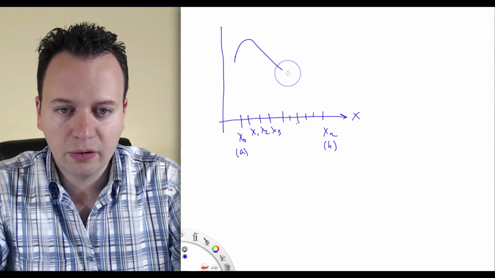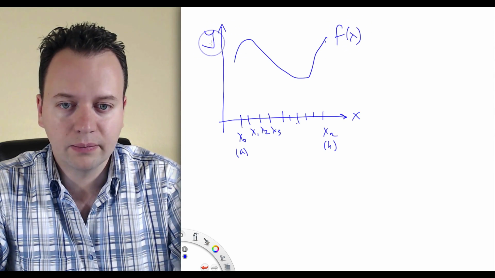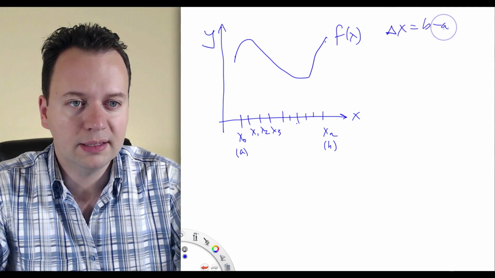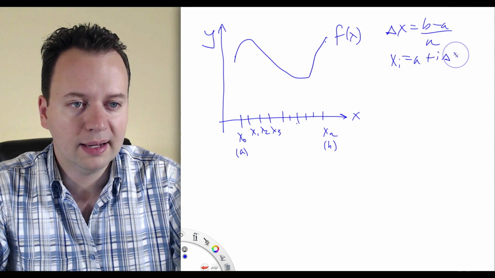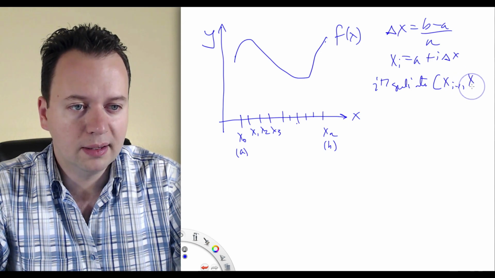And then we have our function f of x. And we said that delta x was b minus a over n, x sub i is a plus i delta x, and our ith subinterval goes from x sub i minus 1 to x sub i.